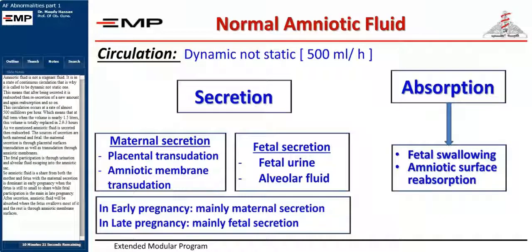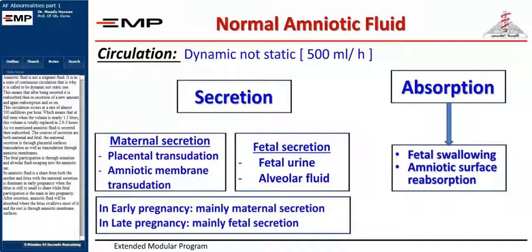Amniotic fluid is not a stagnant fluid. It is in a state of continuous circulation, that is why it is called dynamic, not static. This means that after being secreted it is reabsorbed, then a new amount is resecreted, and again reabsorbed, and so on. This circulation occurs at a rate of almost 500 milliliters per hour, which means that at full term, when the volume is nearly 1.5 liters, this volume is totally replaced in 2.9 to 3 hours.